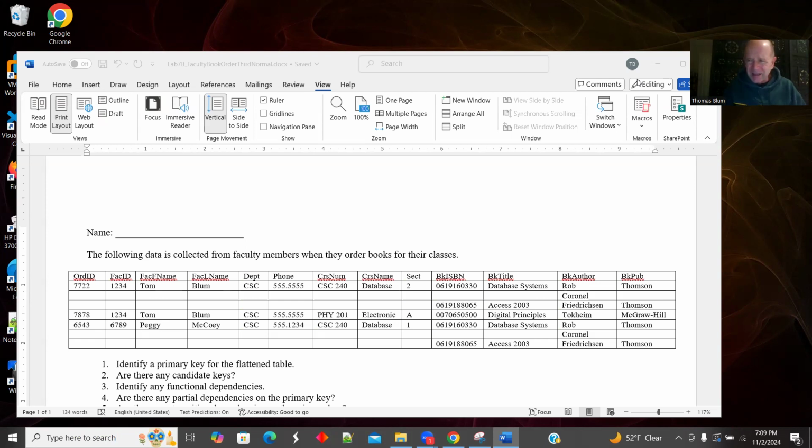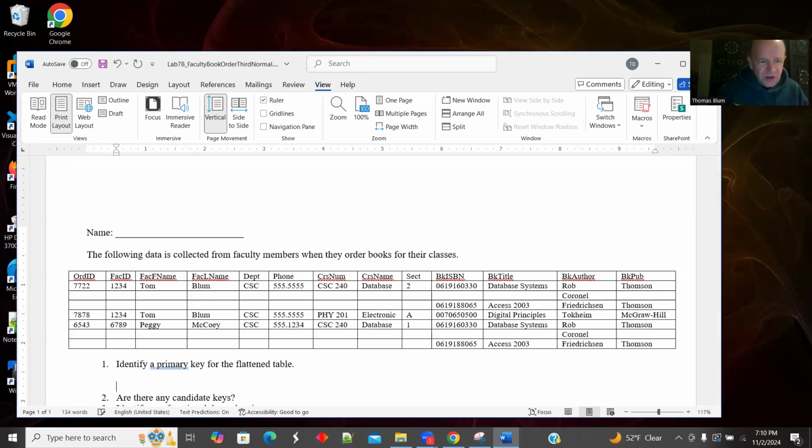So anything that is multi-valued needs to be single-valued, so we need to repeat certain items. We see here that for this order, there are two books. There's a database systems book and an access book. And then that book had two authors, and that's all part of the data.